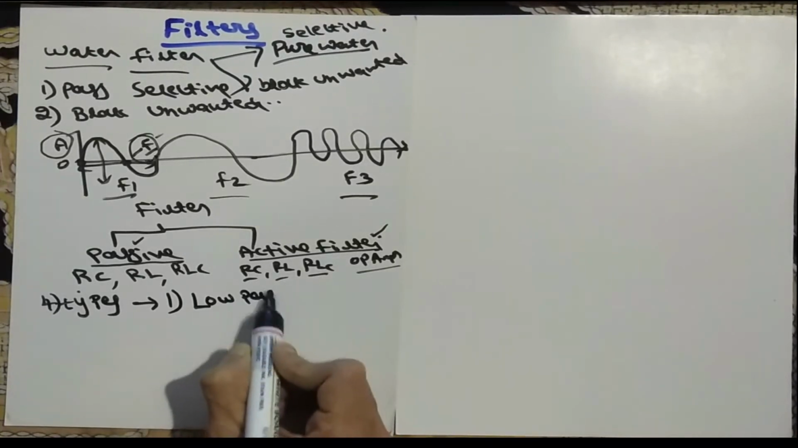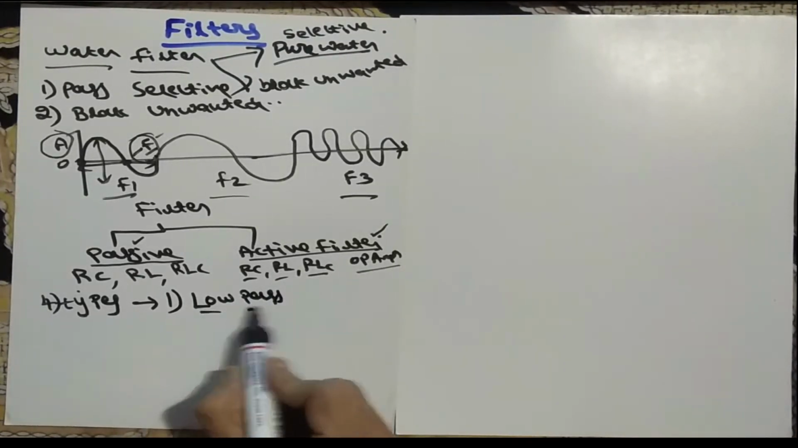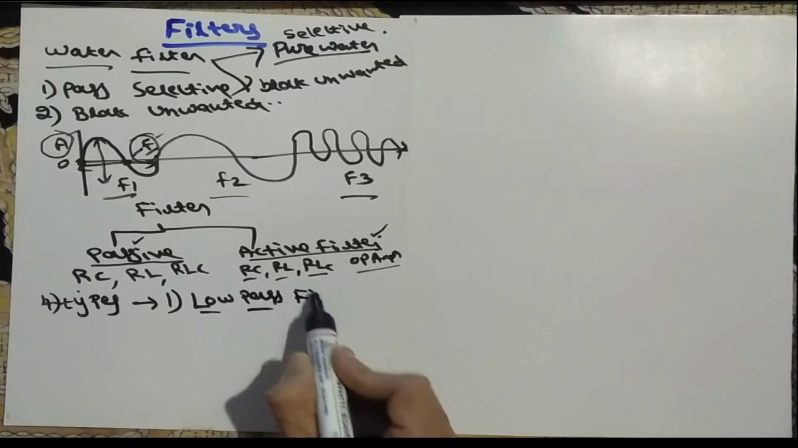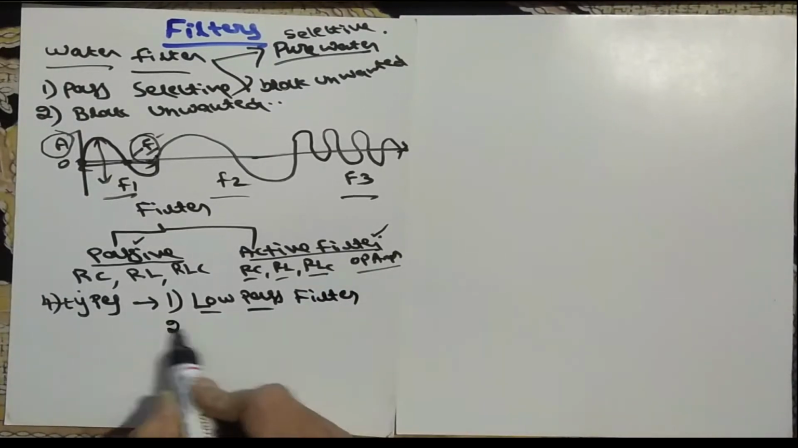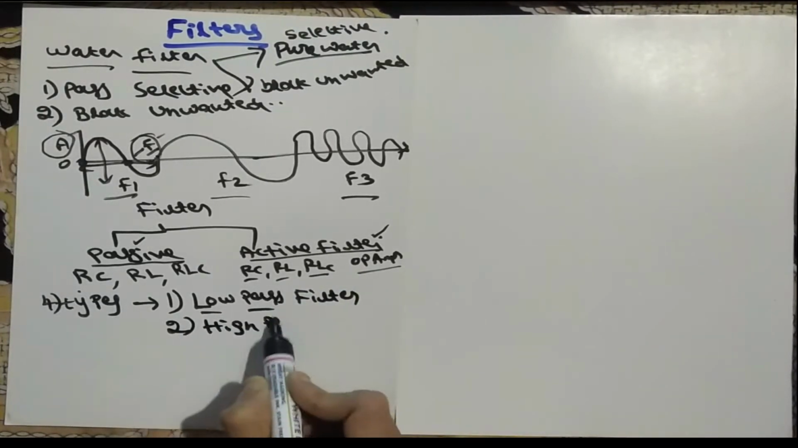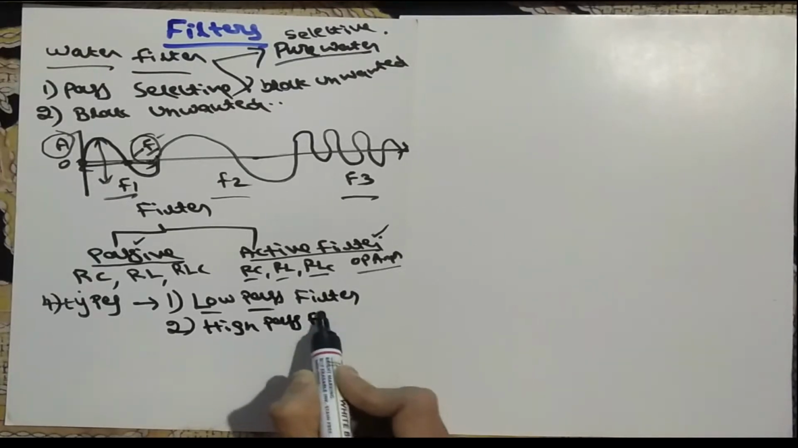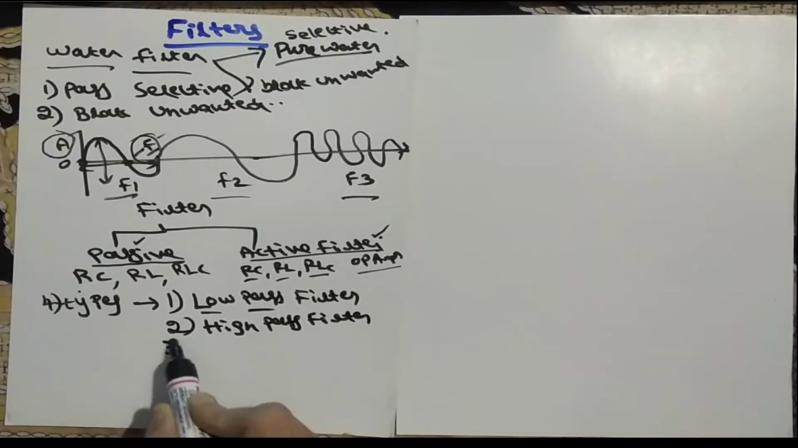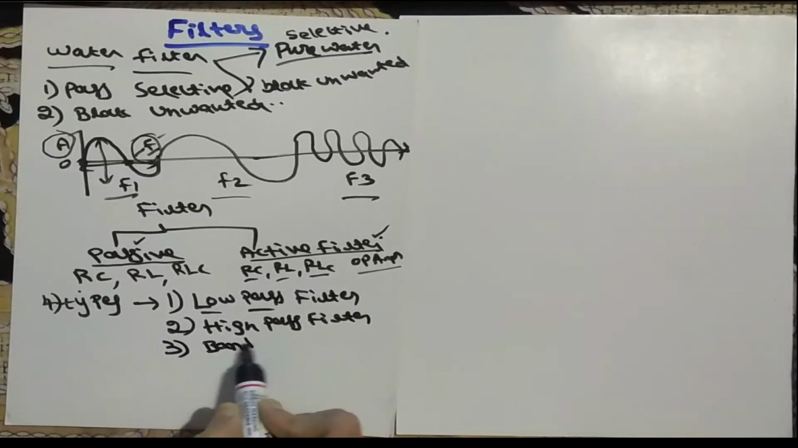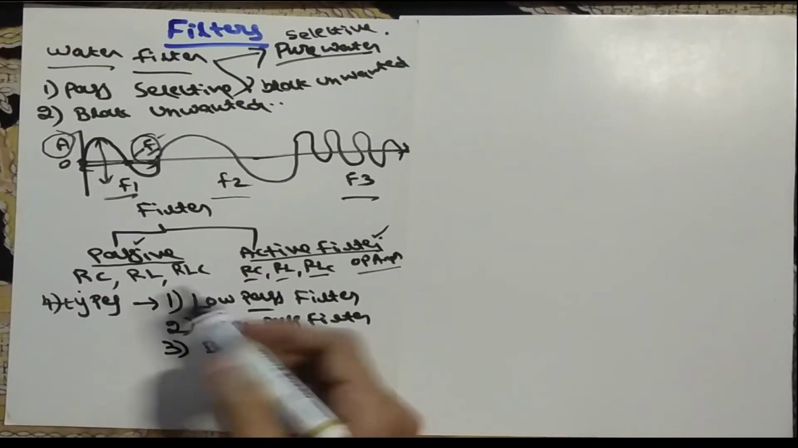Name itself says that the low frequency which one is passing, that filter is known as low pass filter. Similar way, high pass filter. In this we are passing high frequency, and another one is band pass filter. Band means some particular area. High and low means what?